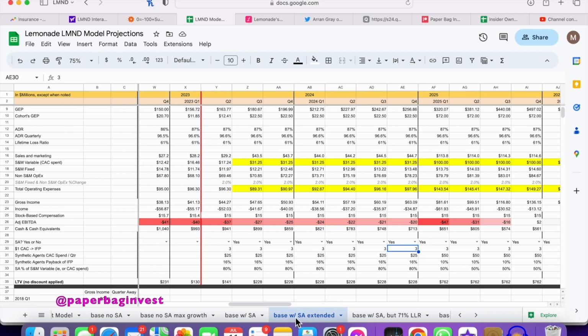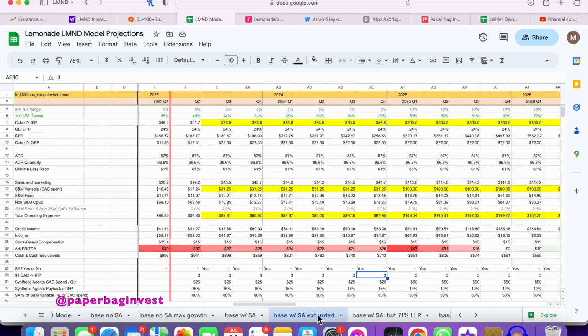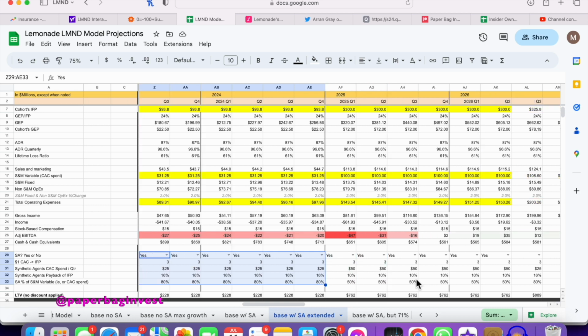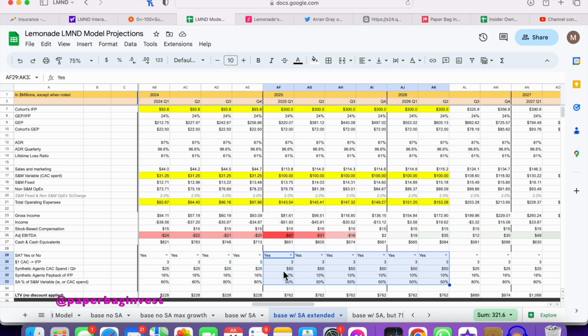Next, I have the base case with extended synthetic agents. So essentially, say they get another contract and they pile that contract on top of the next one. I have for the next 6 quarters, sort of what they've outlined so far, 25 million a quarter, covering up to 80% of the CAC spend, getting 16% back. And then I'm saying for the next 6 quarters after that, they're going to have 50 million more provided as synthetic agent funding, and they'll actually take only 50% of the customer acquisition spend and then take 10%, because Daniel mentioned in a tweet that this is proportional to 16 and 80.